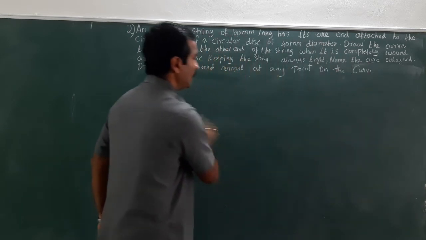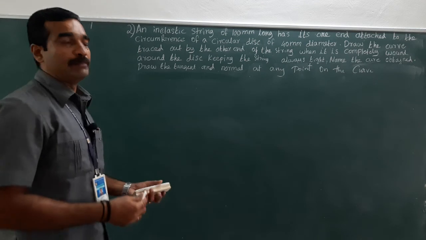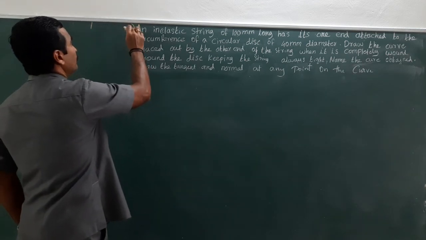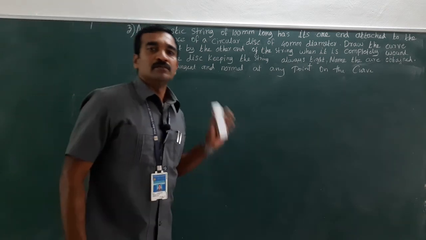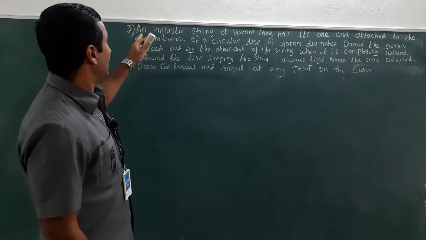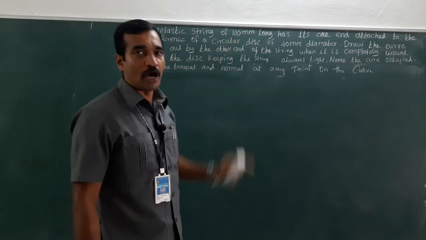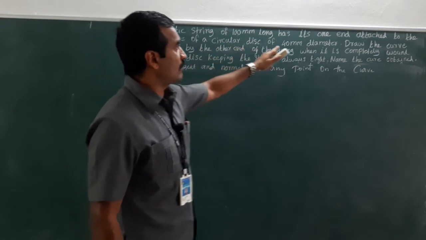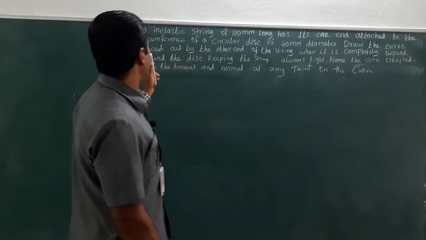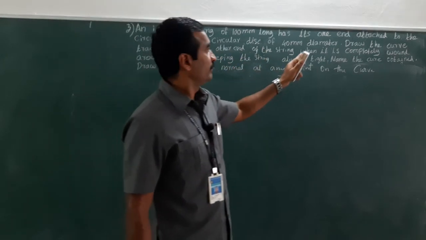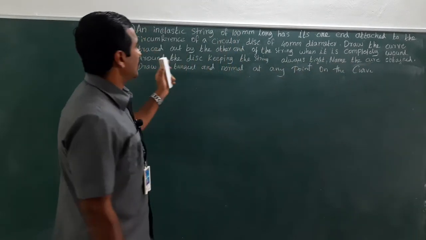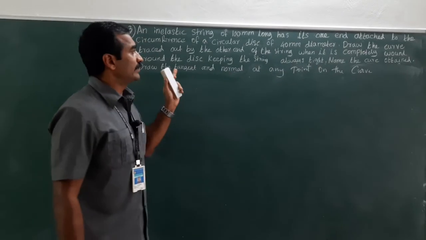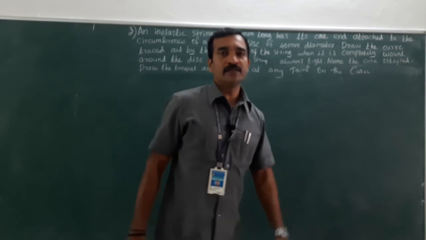Now let me read out the question and make you understand what is given here. This is the third question from the chapter Involute of a circle. An inelastic string of 100 mm long has its one end attached to the circumference of a circular disc of 40 mm diameter. Draw the curve traced out by the other end of the string when it is completely wound around the disc, keeping the string always tight. Name the curve obtained. Draw the tangent and normal at any point on the curve.